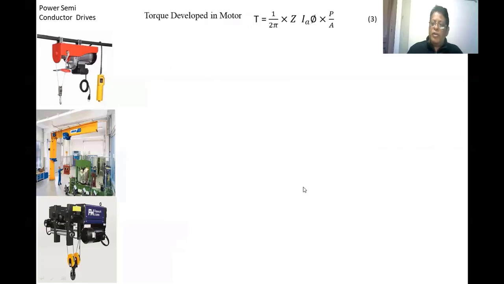Now the torque developed in a motor. You have already seen that some amount of torque is developed at the axis of the shaft so that the armature will be rotating. Now, what is the formula to find that torque? T equal to 1 by 2 pi into Z Ia phi into P by A.